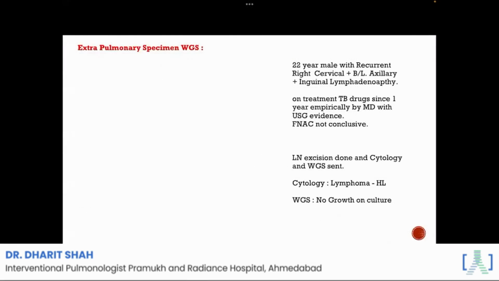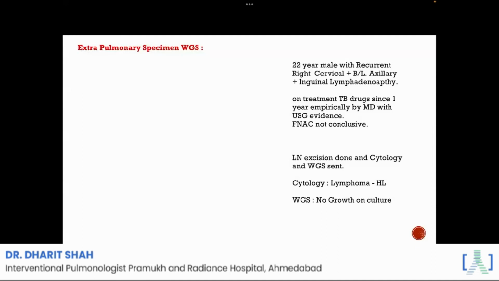A 22-year-old male with recurrent right cervical plus bilateral axillary plus inguinal lymphadenopathy. He has been on TB drugs for 1 year empirically, because there was no confirmed report of tuberculosis. The treatment was started by a physician on the evidence of sonography. FNAC was done but was inconclusive a year before. Then, with the help of an ENT surgeon, I did a lymph node excision from the axillary region and sent the whole lymph node for cytology and for WGS.